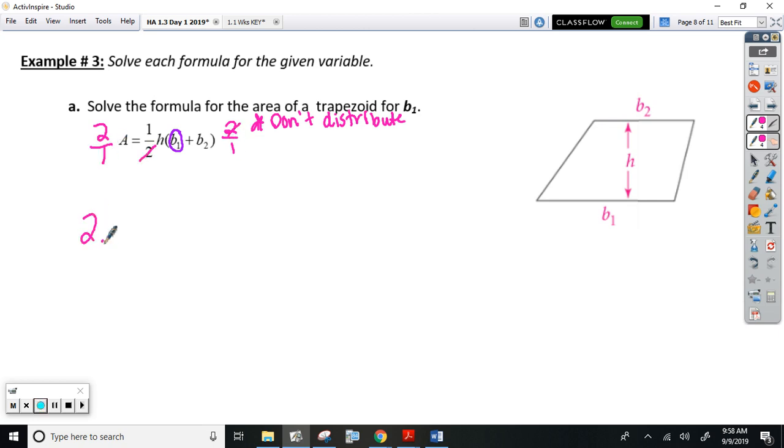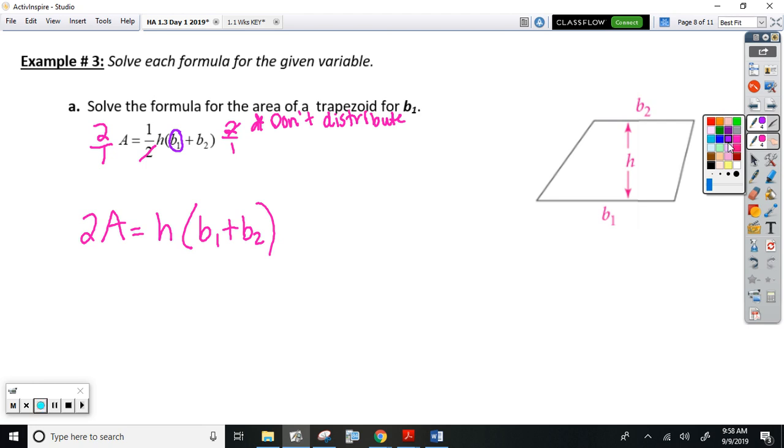So I'm going to have 2a equals h times the quantity b1 plus b2. Again, don't distribute. It's a hard habit to break because you want to. You're so used to it. But then you're just going to have more h's, and we really don't want that. So now let's move the h over before distributing it.